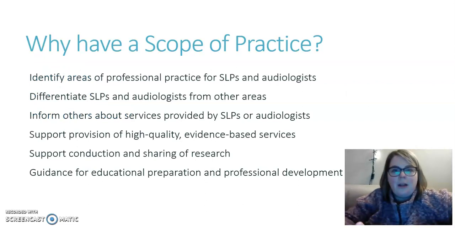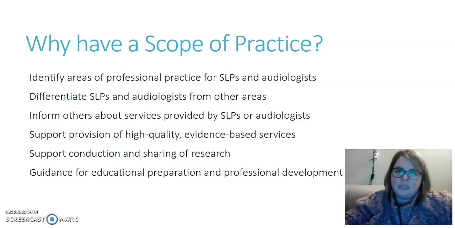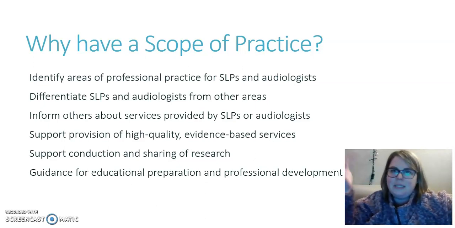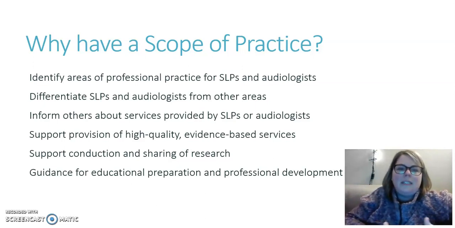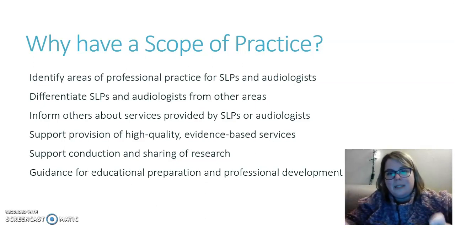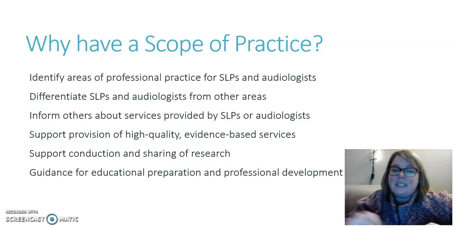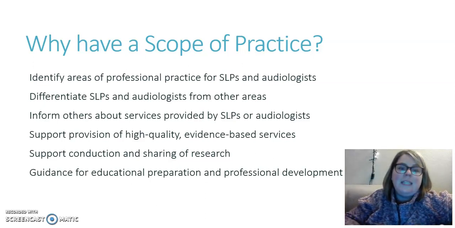So when we're learning about all of the different areas that SLPs and audiologists treat, you might say, why do I have to do this? It makes sense, I need to do all of these areas. But the scope of practice really defines all of those areas and tells us exactly what we need to do. So the scope of practice is designed to identify the areas of professional practice for SLPs and audiologists. So it tells us the lifespan, and across the lifespan, the areas that we treat. It tells us the settings that we can treat in, and it tells us the different skills that we have to have. It differentiates SLPs and audiologists from other areas.